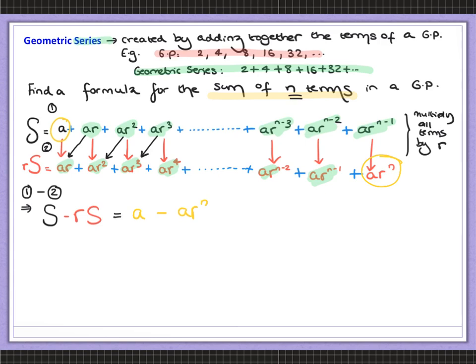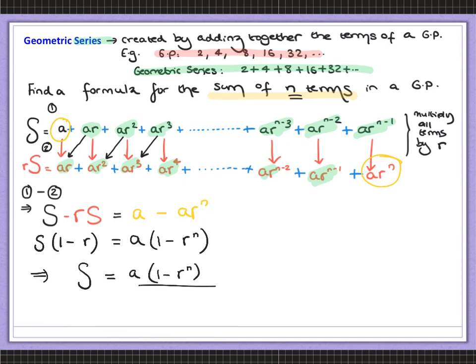Now, let's tidy this up. On the left-hand side, I'm going to factorise an s, which leaves me with 1 minus r in the bracket here. On the right-hand side, let's factorise a, so 1 minus r to the power n. And I can rearrange this to give me a formula for s, which is the sum of n terms of a geometric progression. And this is equal to a, bracket, 1 minus r to the n over 1 minus r. And this is an extremely important result, which will allow you to find the sum of n terms of any geometric progression.